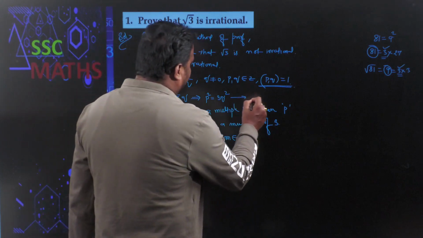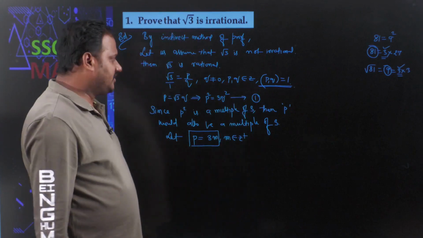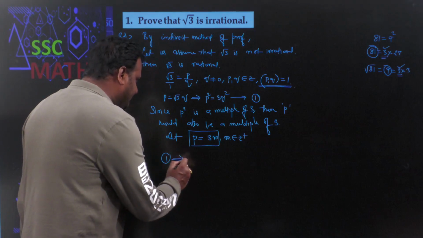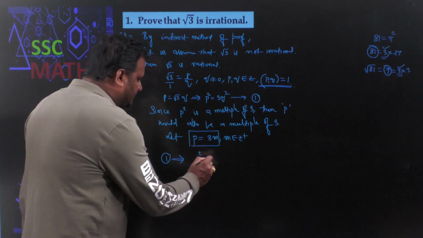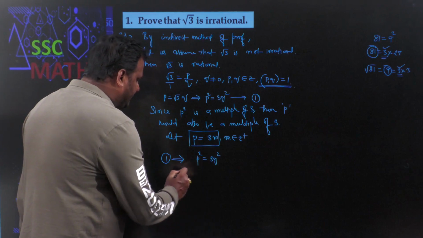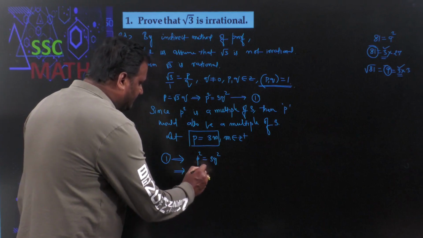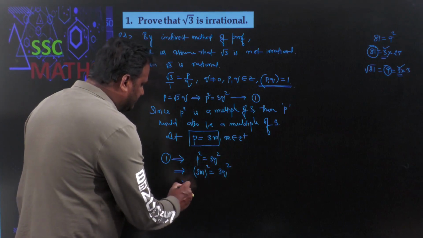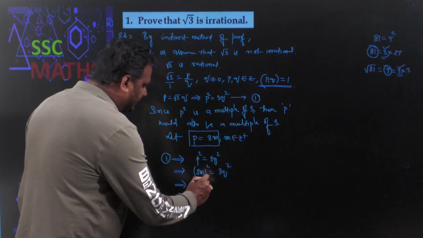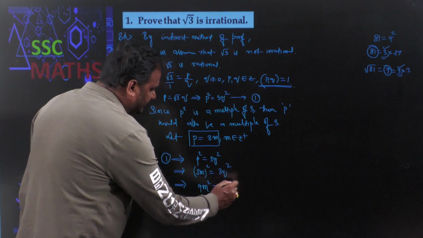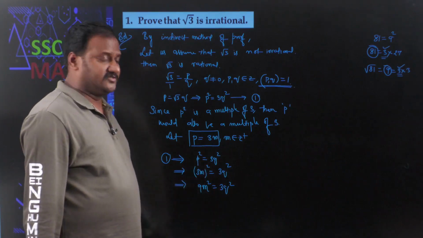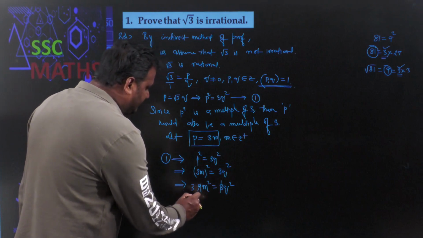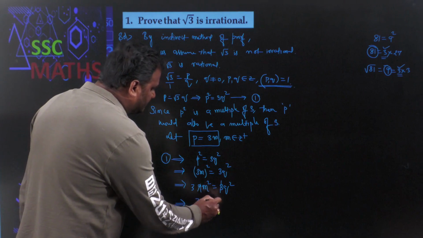Let me take this equation as the first equation. Now I am going to substitute p equal to 3m in the first equation. Then the first equation, p square is equal to 3q square, becomes 3m whole square equal to 3q square. So 3m whole square is 3 square m square, which is 9m square, equal to 3q square. Correct? So 9m square is equal to 3q square. 3 ones are 3 and 3 threes are 9, so they get cancelled. Then finally what do you get? 3m square is equal to q square.